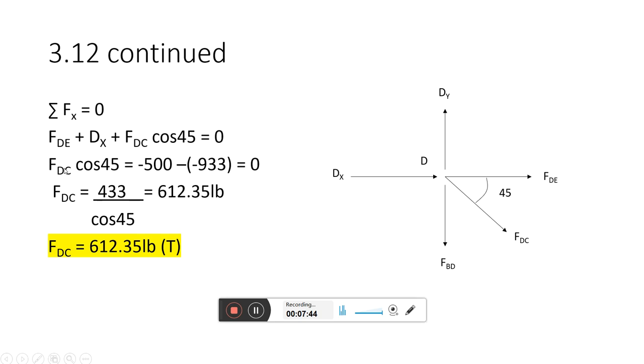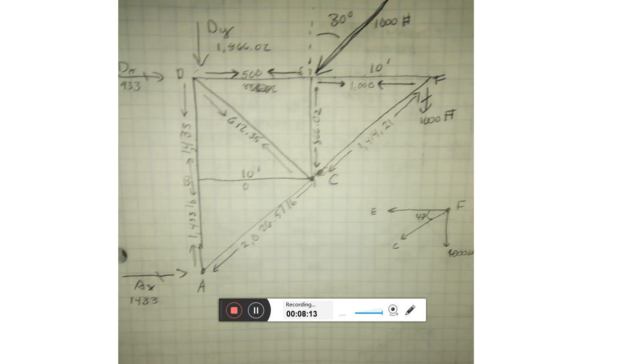We have FDC cosine 45 equals minus 500, which was this dx that we found previously, minus negative 933, which is FDE, which we had found previously as well. Isolating for FDC, we get 612.35, and it's positive, so that's under tension.